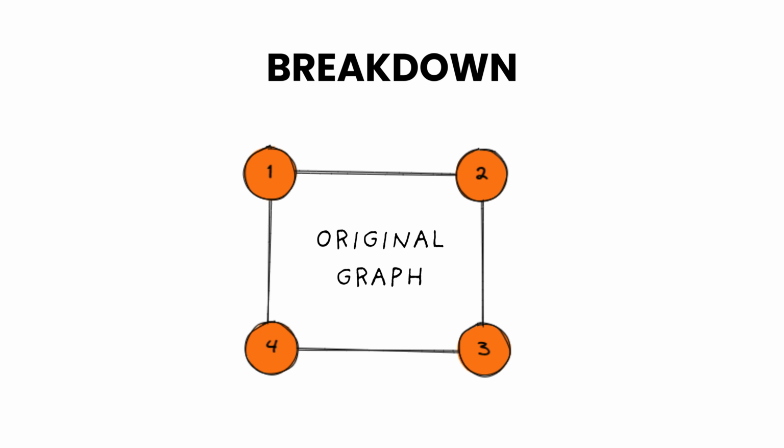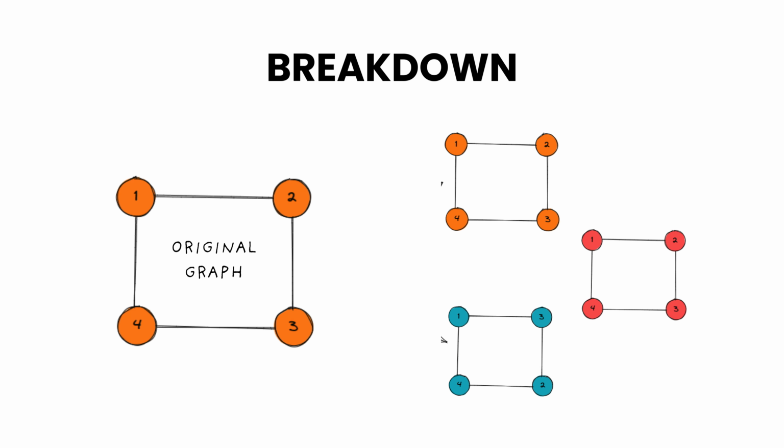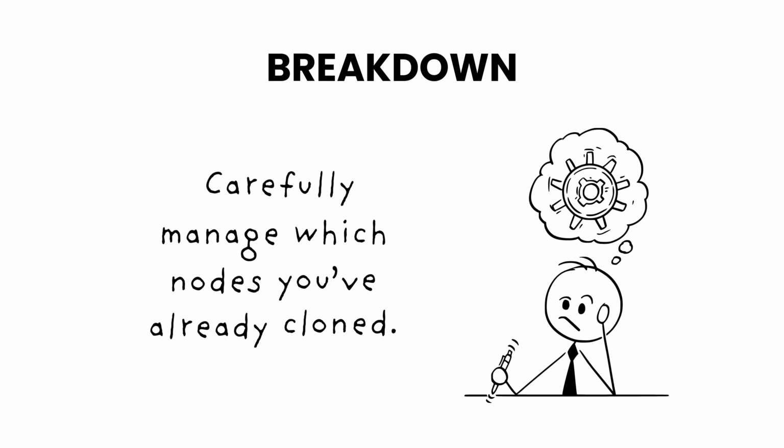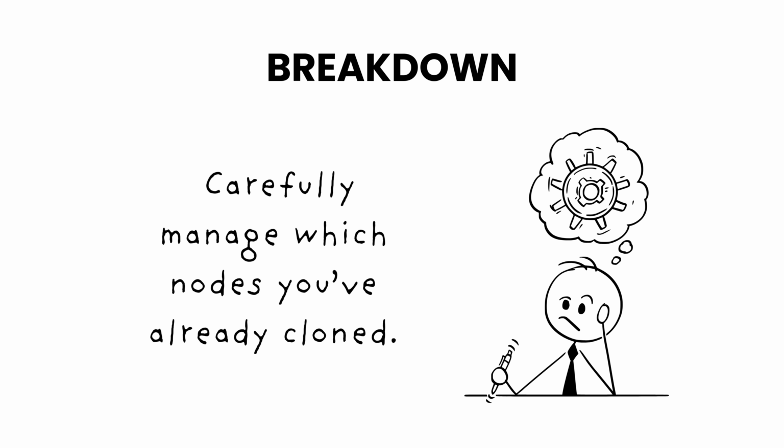Here's the breakdown. You're given a node from a connected undirected graph, where each node contains a value and a list of neighbors. Your job? Return a deep clone of the graph, a new set of nodes, with the same structure and connections as the original, but no shared nodes. You can't just return the same nodes or rewire incorrectly. Cycles and shared neighbors make this tricky, so you need to carefully manage which nodes you've already cloned.